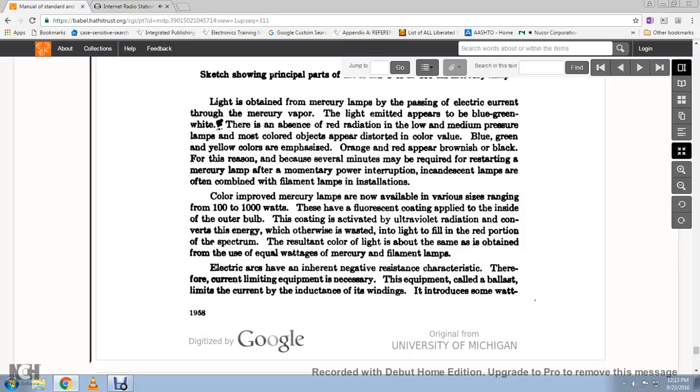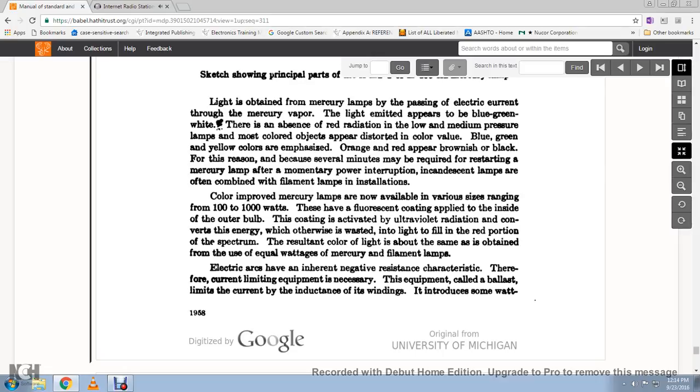Orange and red appear brownish and black. For a reason, several minutes may be required to restart the mercury lamp after a momentary power interruption, so incandescent lamps are often combined with filament lamps in the installation. The color-improved mercury lamps are now available in various sizes ranging from 100 to 1,000 watts. The fluorescent coating is applied to the inside of the outer bulb. The coating is activated by the ultraviolet radiation to convert energy otherwise wasted into light in the red portion of the spectrum. The resultant color of the light is about the same as that obtained from equal wattage of mercury and filament lamps.